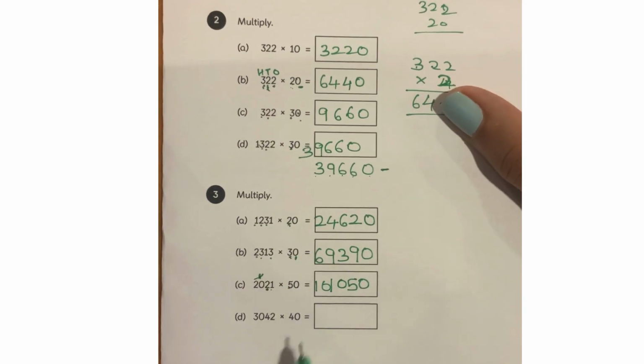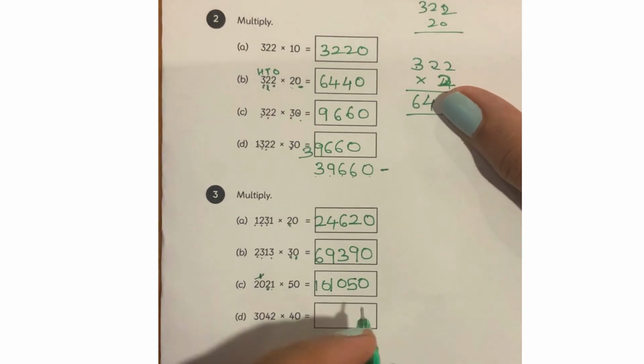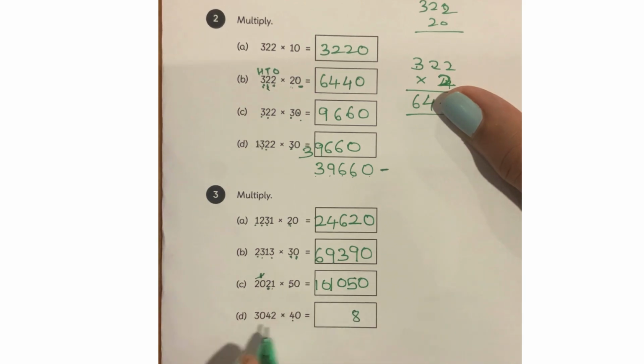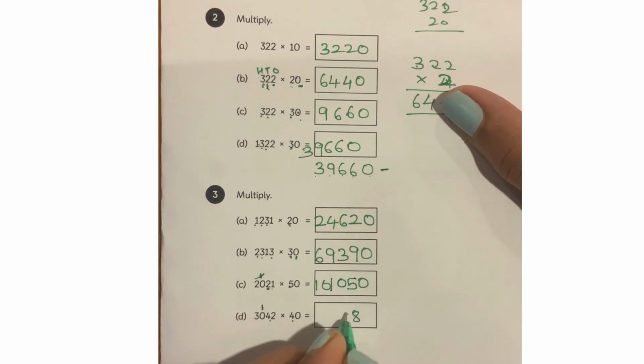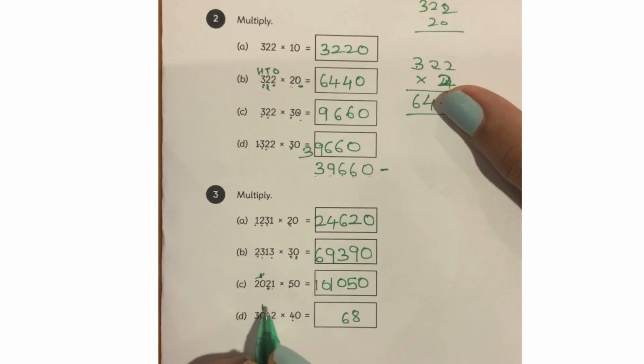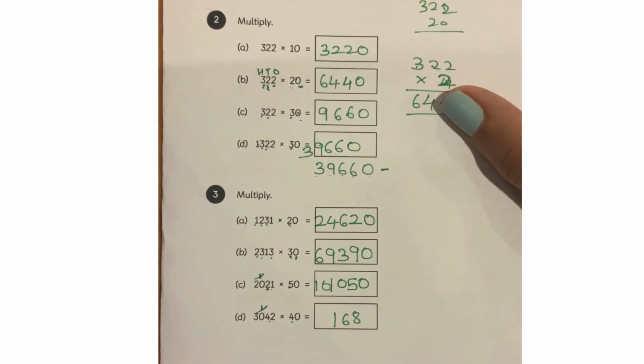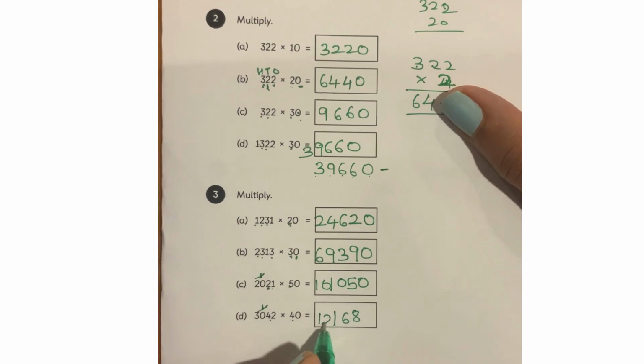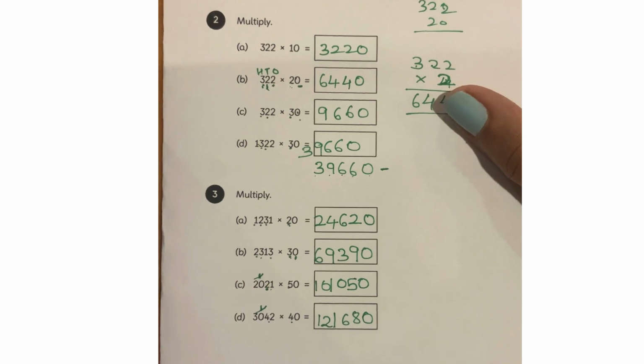Next, again I'll hide my 0. 4 times 2 is 8. 4 times 4 is 16. 4 times 0 is 0. But you see this 1? I will place the 1 the way it is. 4 times 3 is 12, right? And then I write my 0.